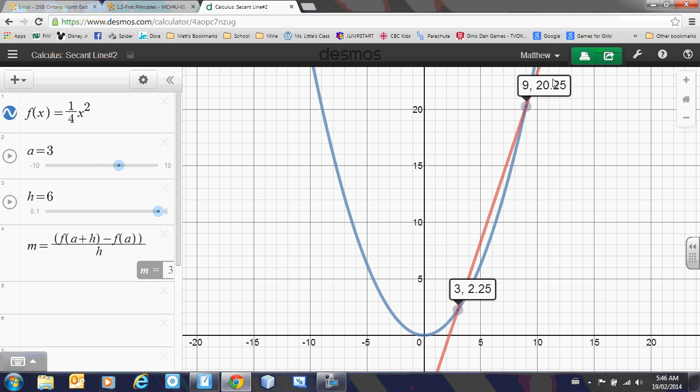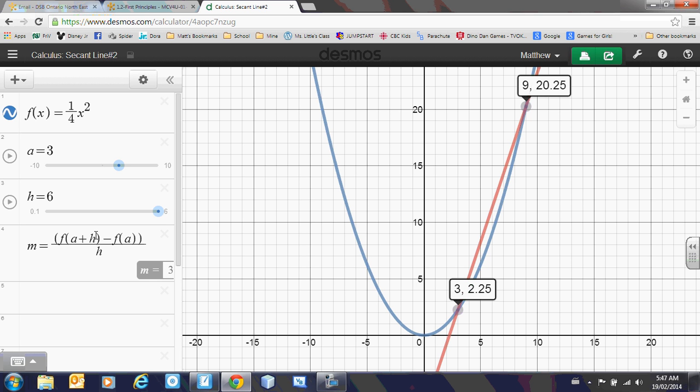So in this case, 20.25 minus 2.25, divided by 9 minus 3. And that'll give us the slope. In this case, you see 18 divided by 6, which is this 3 kind of hidden over here.